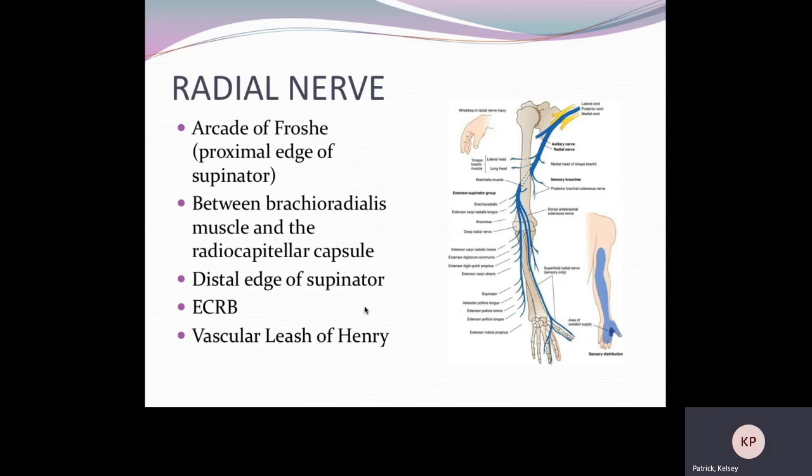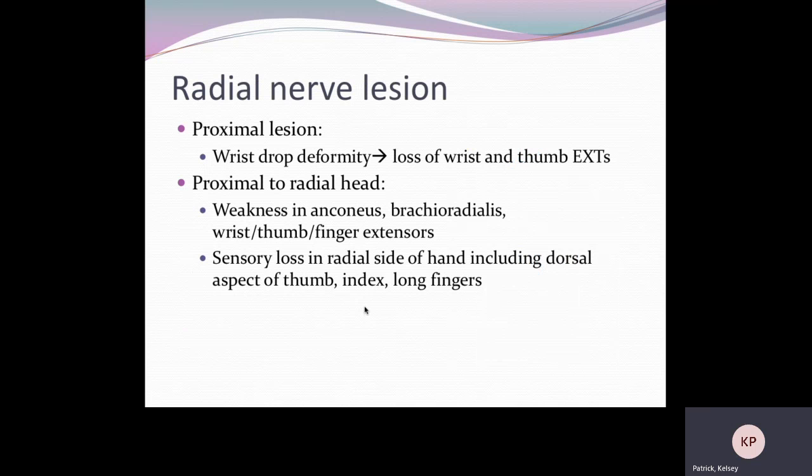The radial nerve can become entrapped within the arcade of Frosch, or the proximal edge of the supinator, between the brachioradialis and the radiocapitellar capsule, at the distal edge of the supinator, under the ECRB, and within the vascular leash of Henry. Proximal radial nerve lesions often occur with humeral fractures or elbow dislocations.